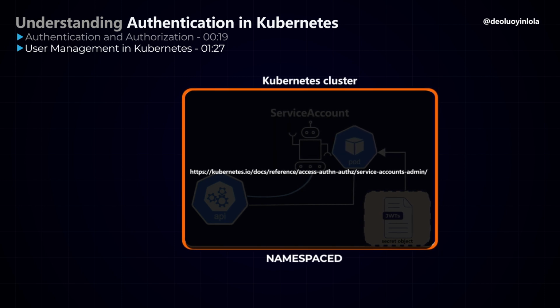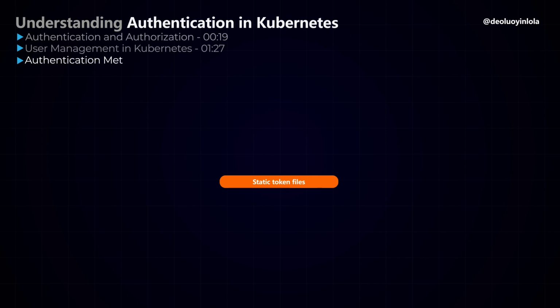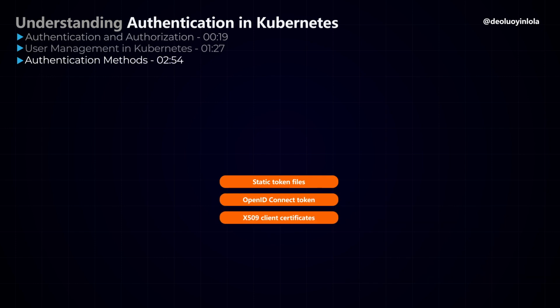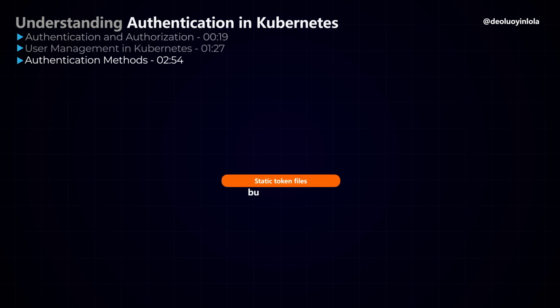Authentication is carried out by authentication modules that depend on the cluster configuration. We will examine three methods in this video, which include static token files, OpenID Connect tokens, and X509 client certificates. Other methods are service account tokens, authenticating proxy, or authentication webhook. Let's start with static token files, a built-in strategy.